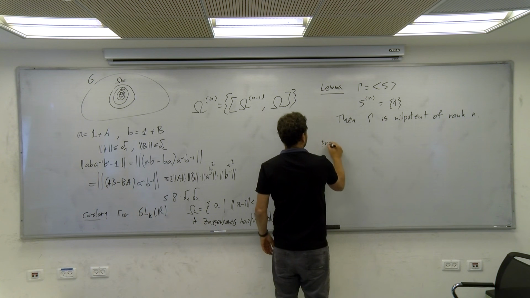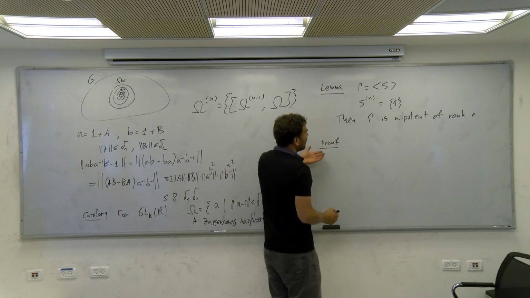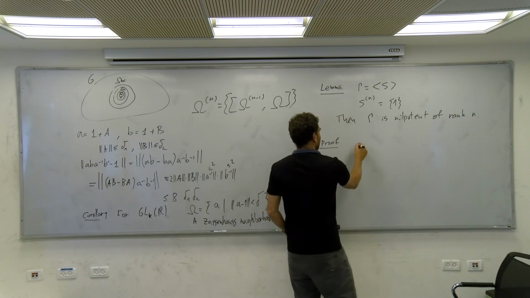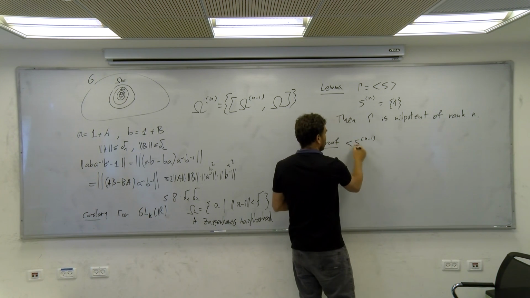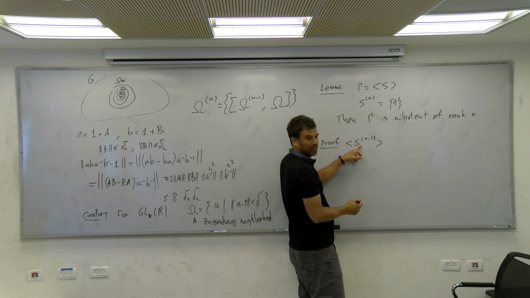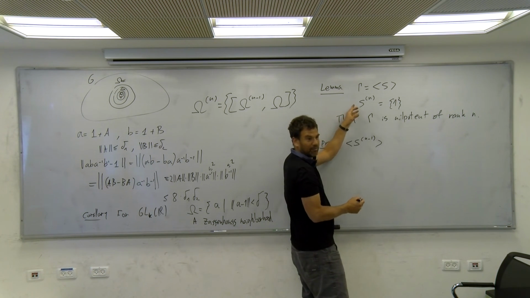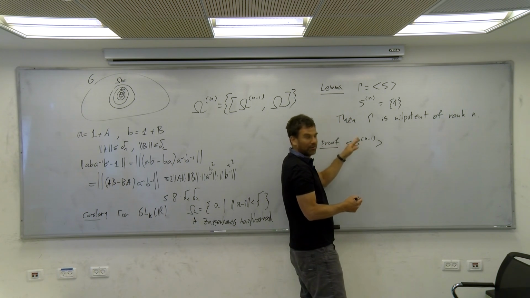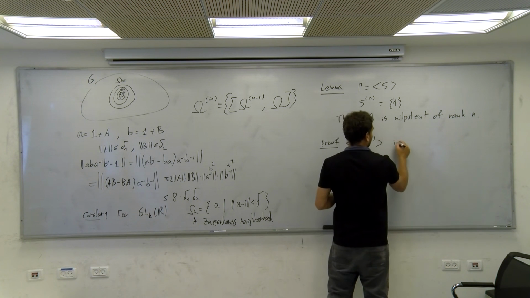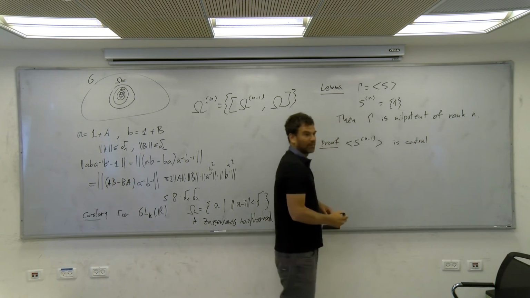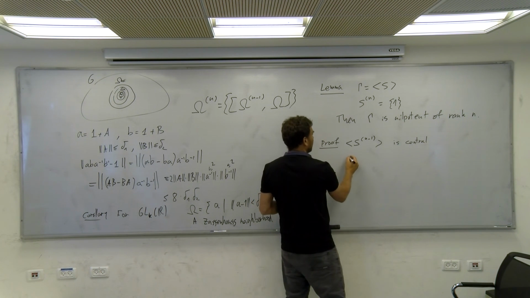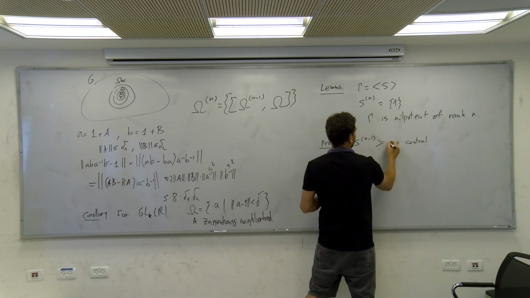Proof. I write the first line of the proof. S to the n minus 1 commutes with everything, because we do the commutator with S, so they commute with the generators, so they commute with everything. So the group they generate is central. Let's call it C.